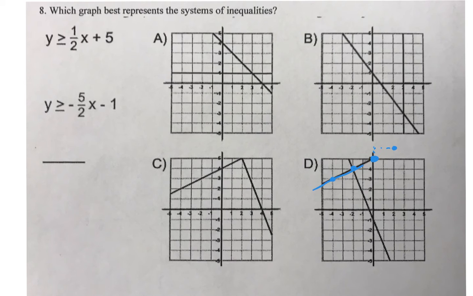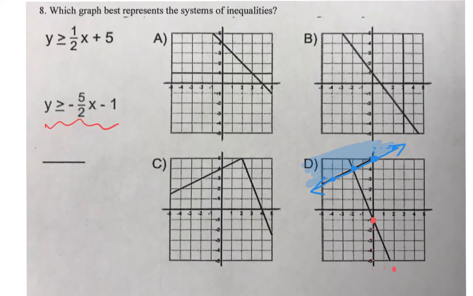Solid line. Yep. Shading would have to be above. So shading should have been above. Cool, cool. Now for the other part, y is greater than negative 5/2 x minus 1 should have a y-intercept of negative 1 and be going down 5, right 2. Yeah, that looks like it would have been right.